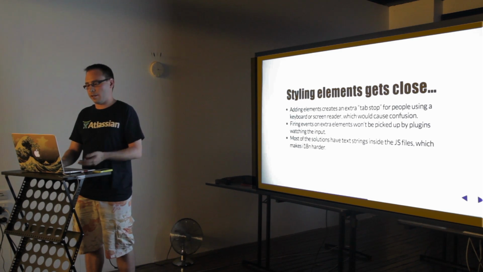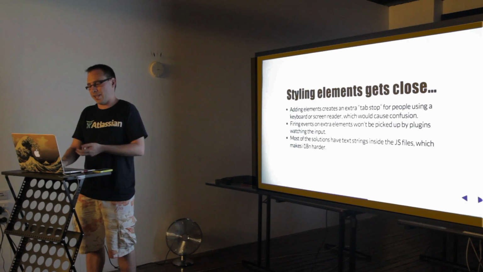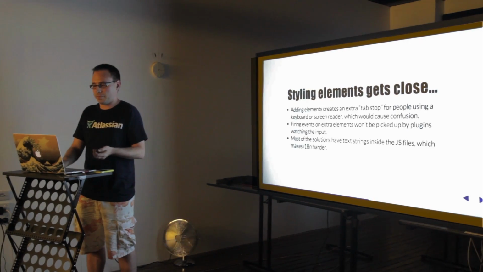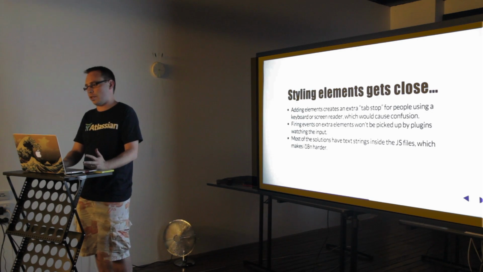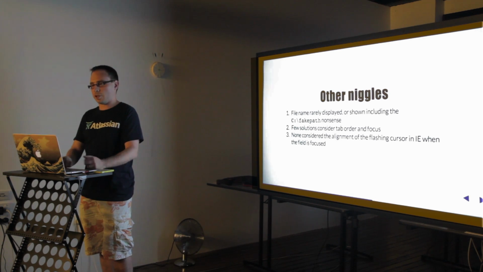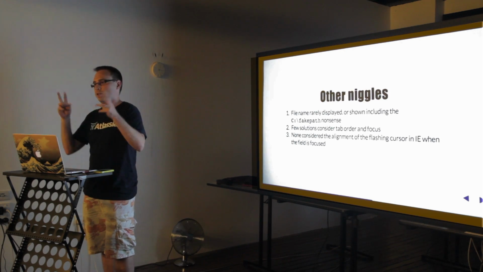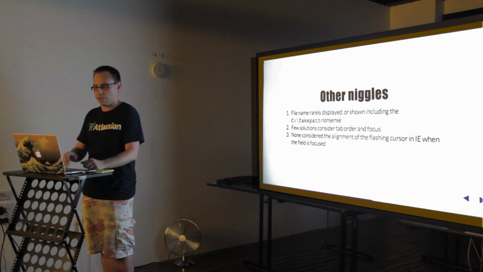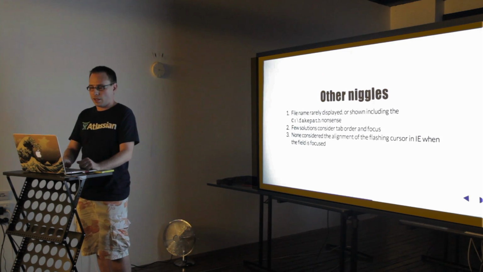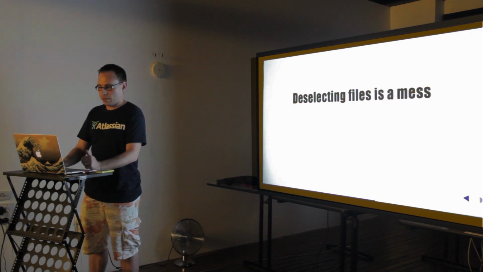They still don't work out the tab stop. Firing events wasn't getting picked up by plugins. None of them really cared about IE too much. And so they just had static strings inside their JavaScript files. Some of them, when you use the JavaScript file API, it gives you the path in WebKit and that, but you get the C:\fakepath. I don't know if you've ever seen it. You actually see it sometimes in inputs. None really worried about tab order or accessibility to any real extent.